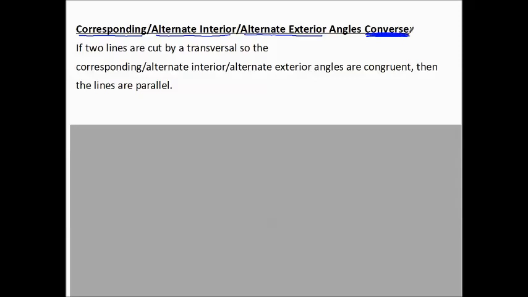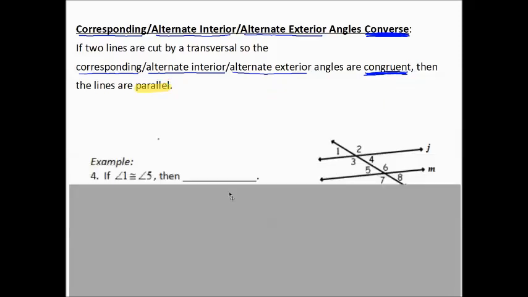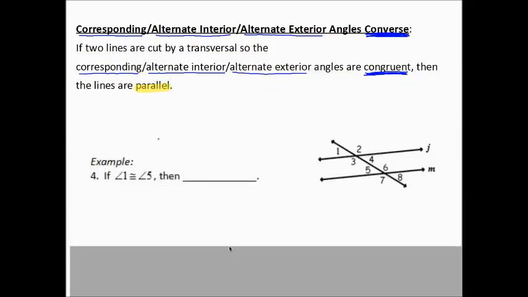Let's see how the converse is similar. If two lines are cut by a transversal, so the corresponding or alternate interior or alternate exterior angles are congruent, then the lines are parallel. That's the main thing here. If we have these special pairs of angles, the lines will be parallel. So let's see how this example is worded differently. This time, notice we didn't start with parallel lines. We just went straight to the angles.